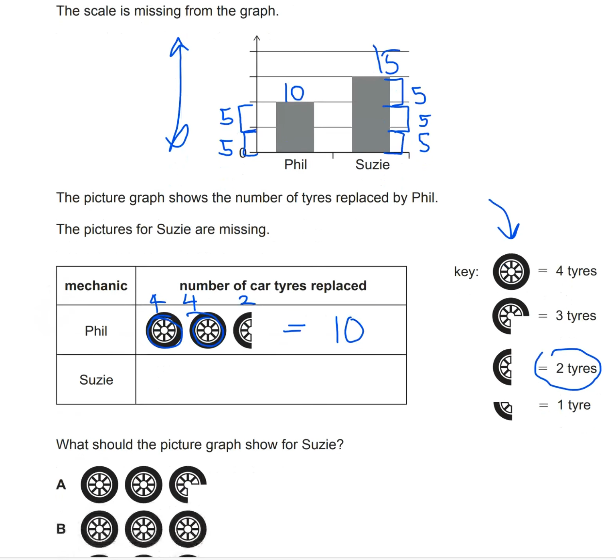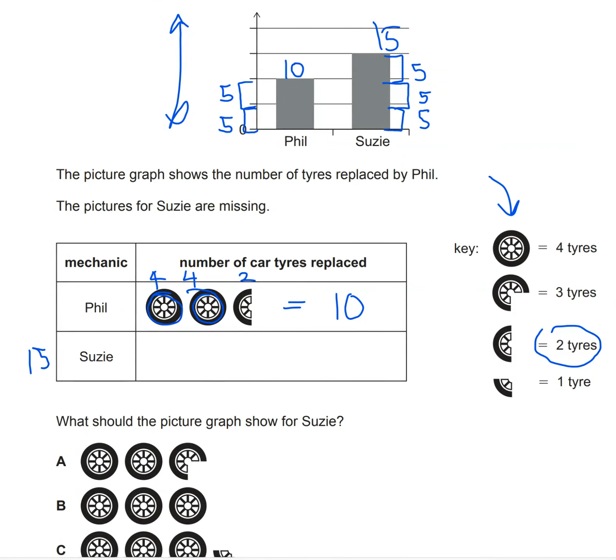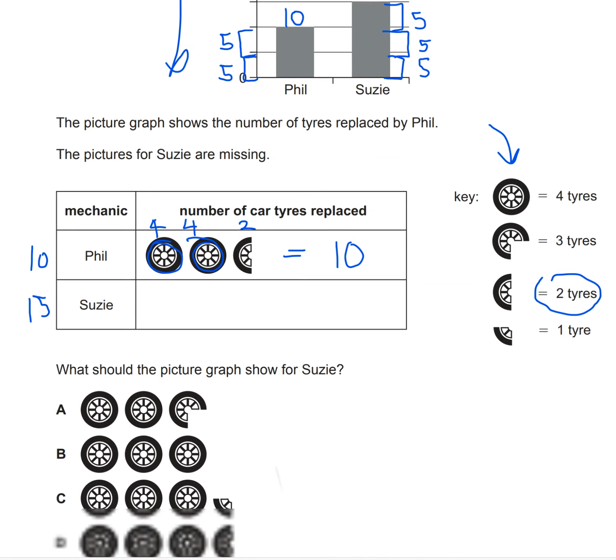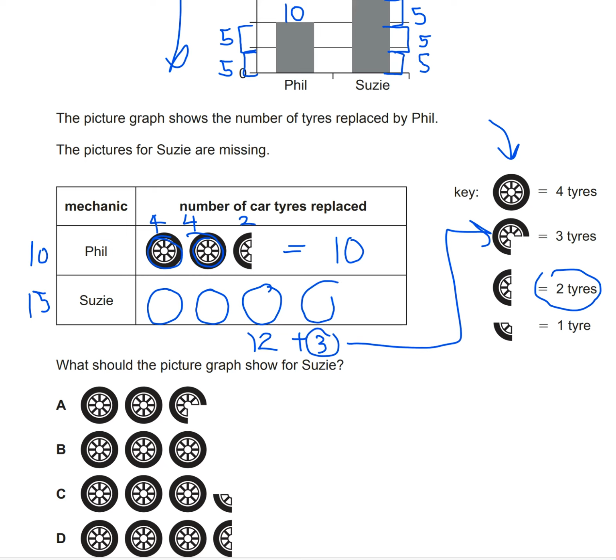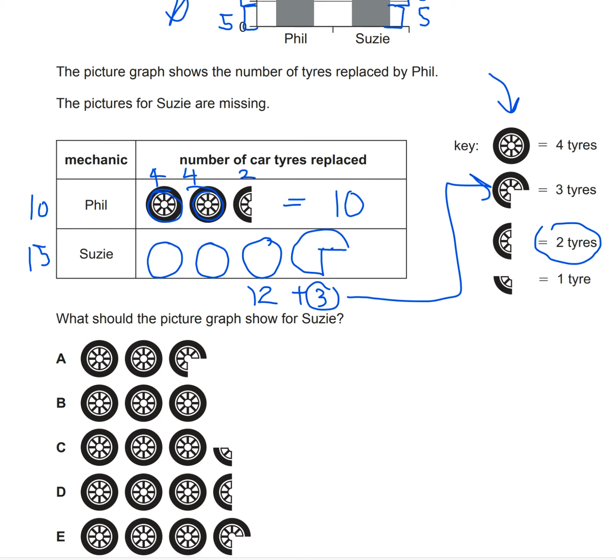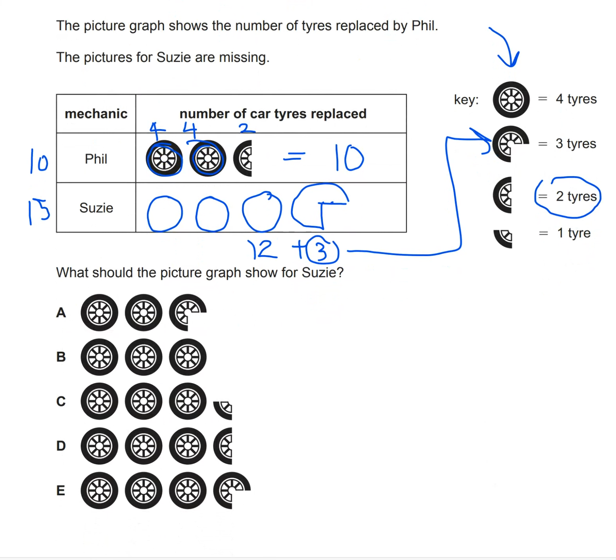So to illustrate 15 for Susie, I'll write it here. We're going to use the biggest tire first. So let's try and get as many of the big tires down. We have 4, 8, 12. And now from 12, we need an extra 3. And how do I illustrate 3? Using this one. It's 3/4. Let me draw that better. 3/4 of a tire. So we need 3 full tires and a 3/4 one, which looks like option E.